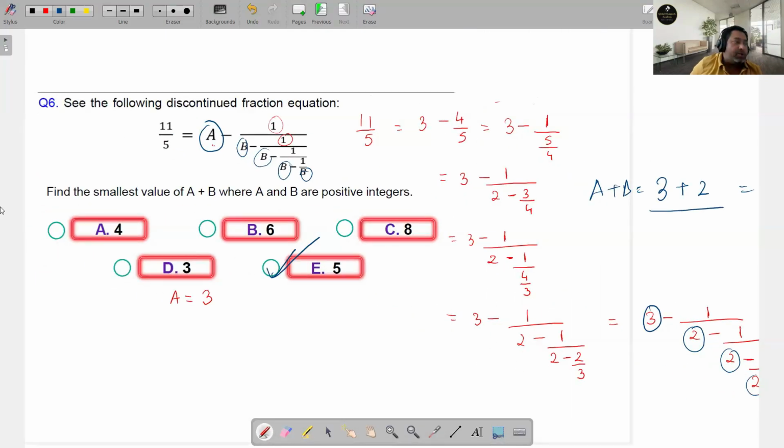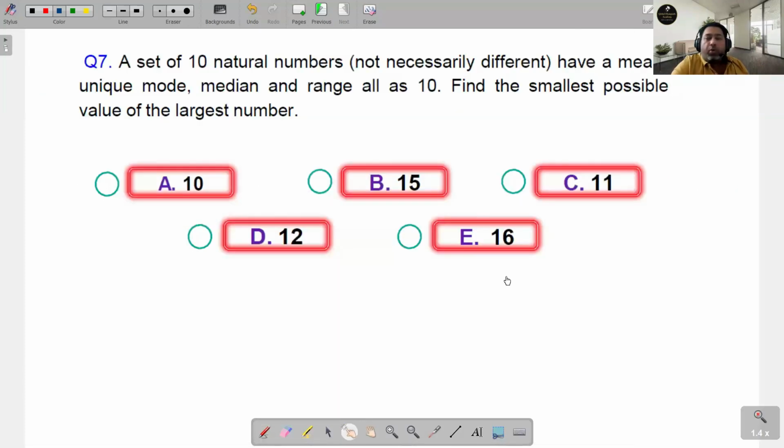All right. So let's move on to the next question. Question 7. A set of 10 natural numbers, not necessarily different. So these are 10 numbers and they are natural numbers. They have a mean and unique mode and median and range all as 10. Everything is 10. Find the smallest possible value of the largest number.